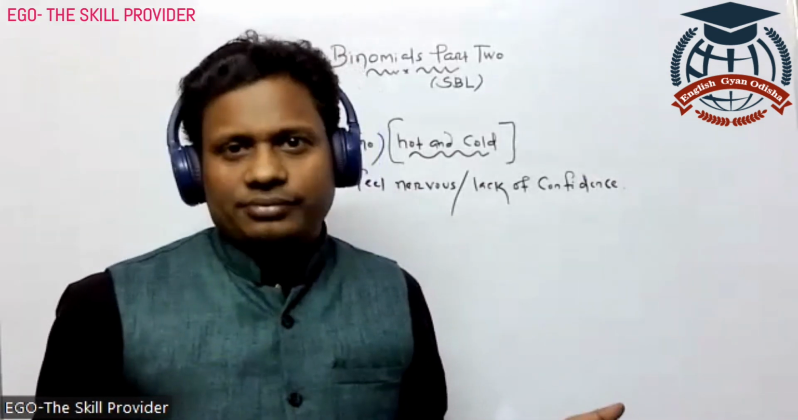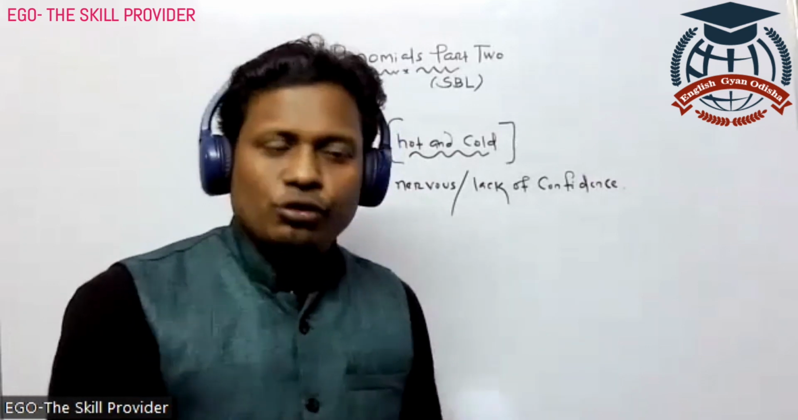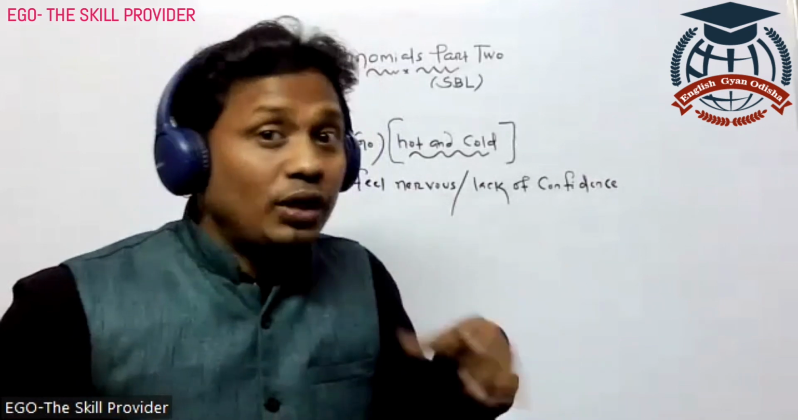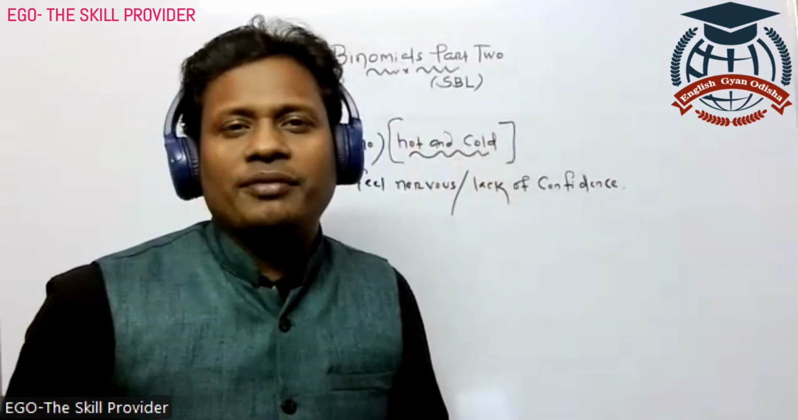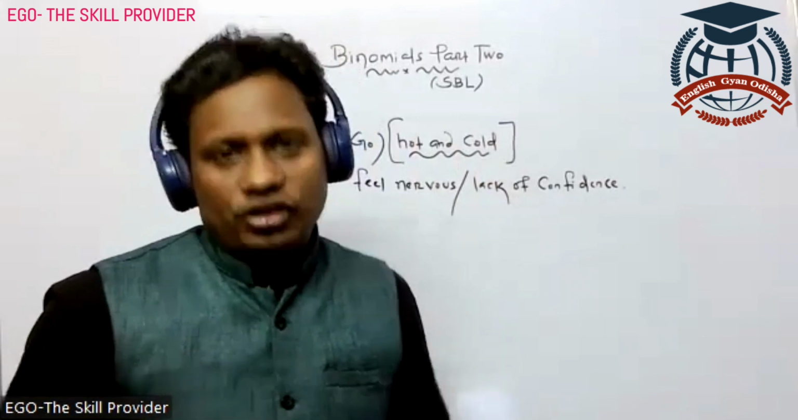So it can be anything. So don't go hot and cold, don't go hot and cold most of the time. You can say to your friend, hey, don't be hot and cold, don't go hot and cold. So like that you can say, oh my god, my kid goes hot and cold whenever he's trying to do some math problems. So it is just like feeling nervous.